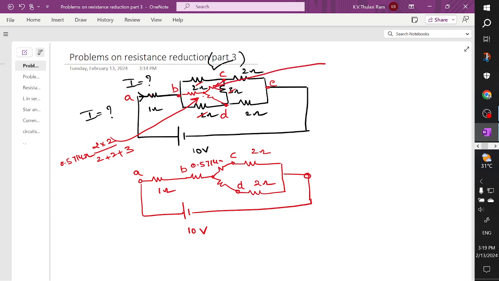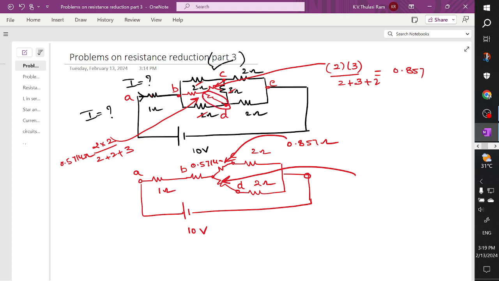this branch is connected between these two branches, which is 2 into 3 divided by 2 plus 3 plus 2. So when you perform it, you are going to get this value as 0.857 ohms. And next coming to this value, it is nothing but this resistor. How to find this resistor value?